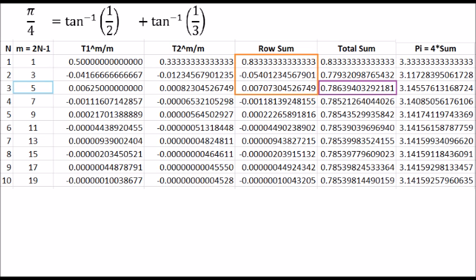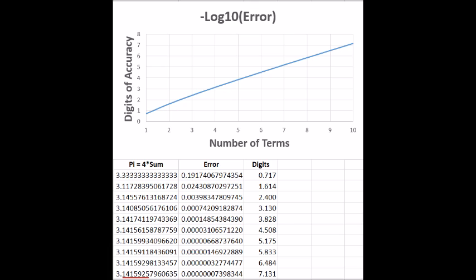I have repeated the last column here and calculated the absolute error. As we've seen before, the number of digits of accuracy can be expressed as the negative base 10 logarithm of the error. I have graphed the results. It looks like we get about 0.7 digits of accuracy with each new term we include. After 10 terms, we already have 7 digits of accuracy. That's much better performance than inverse tangent of 1.